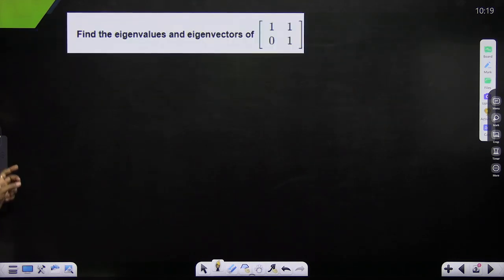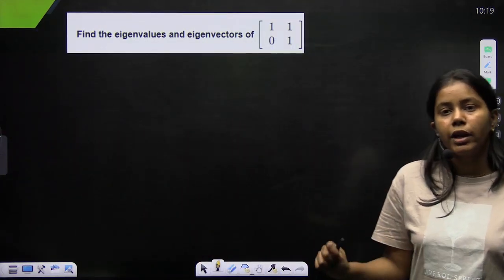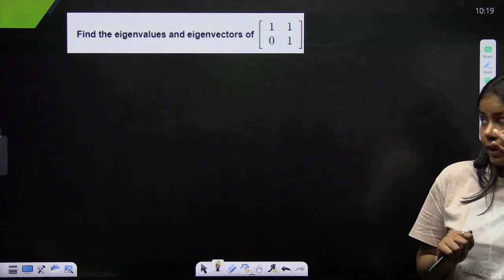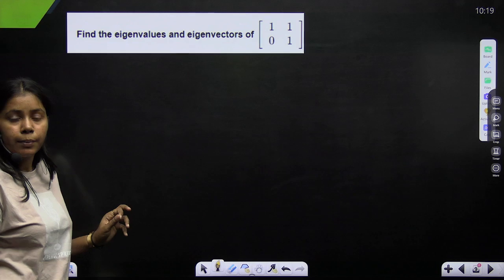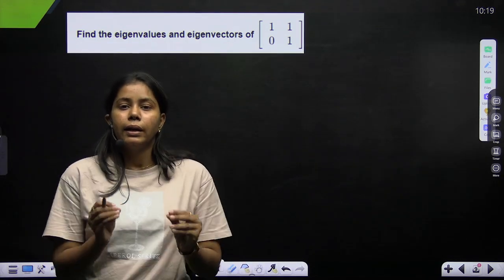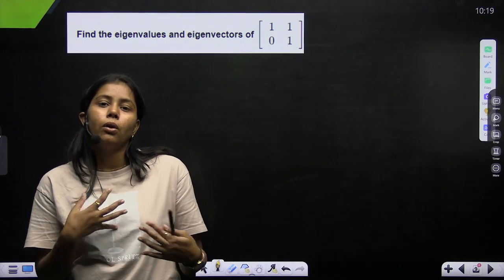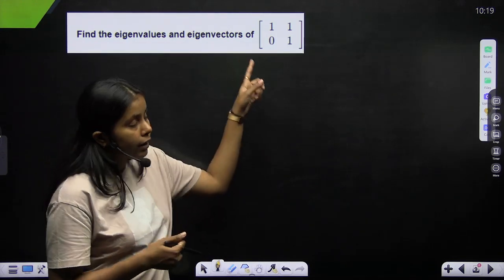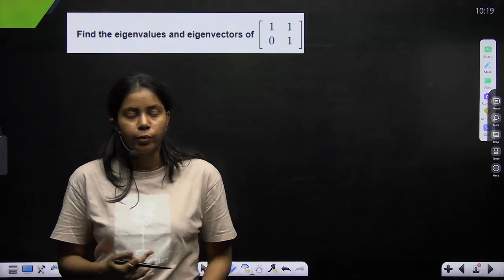Now I'll try to find eigenvalues and eigenvectors here as well. What would I do? What would be the first step? Why am I taking this question? Because you would come to understand that it is not always true that you get distinct eigenvalues, right? If you are getting the same eigenvalues, then what would be the procedure?